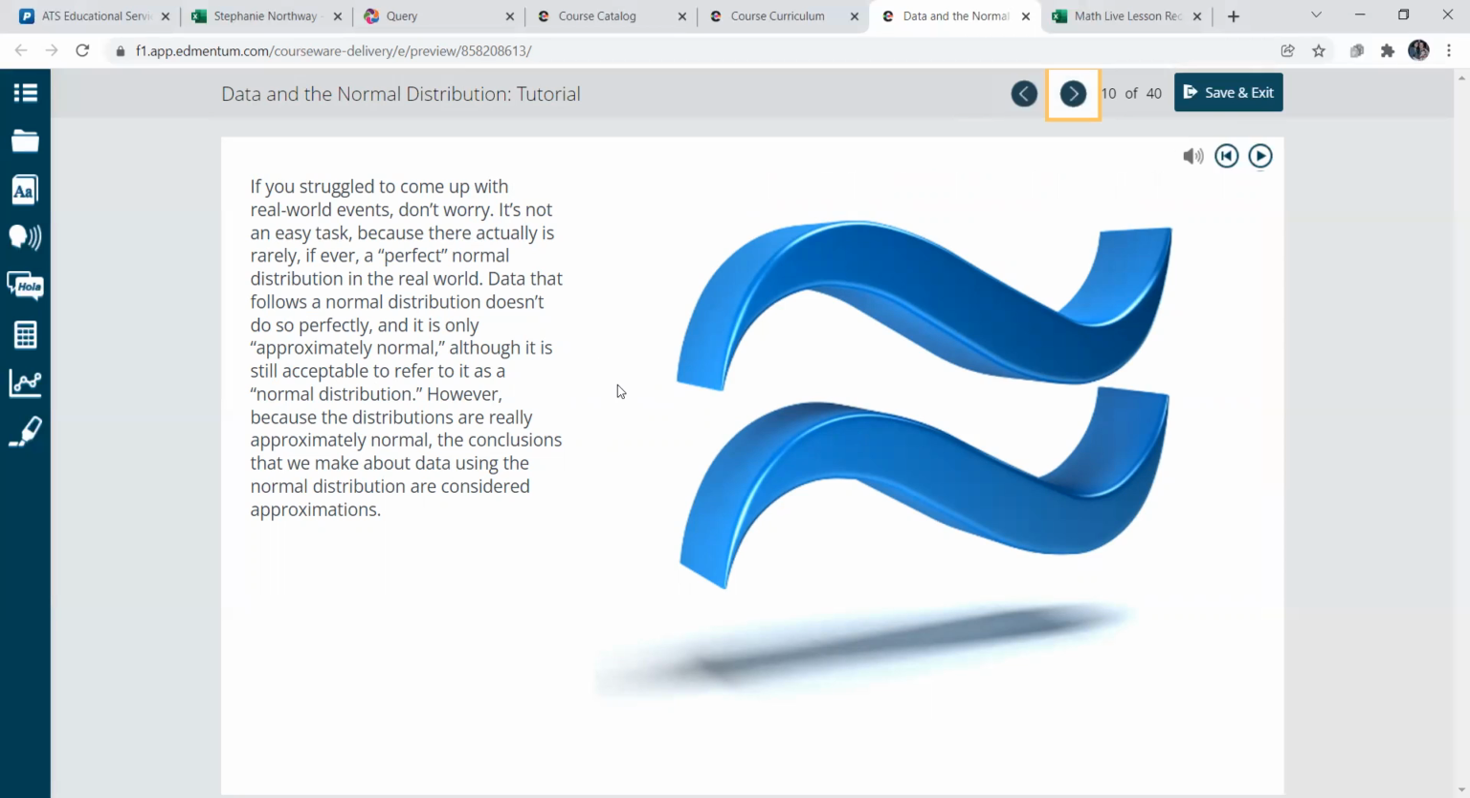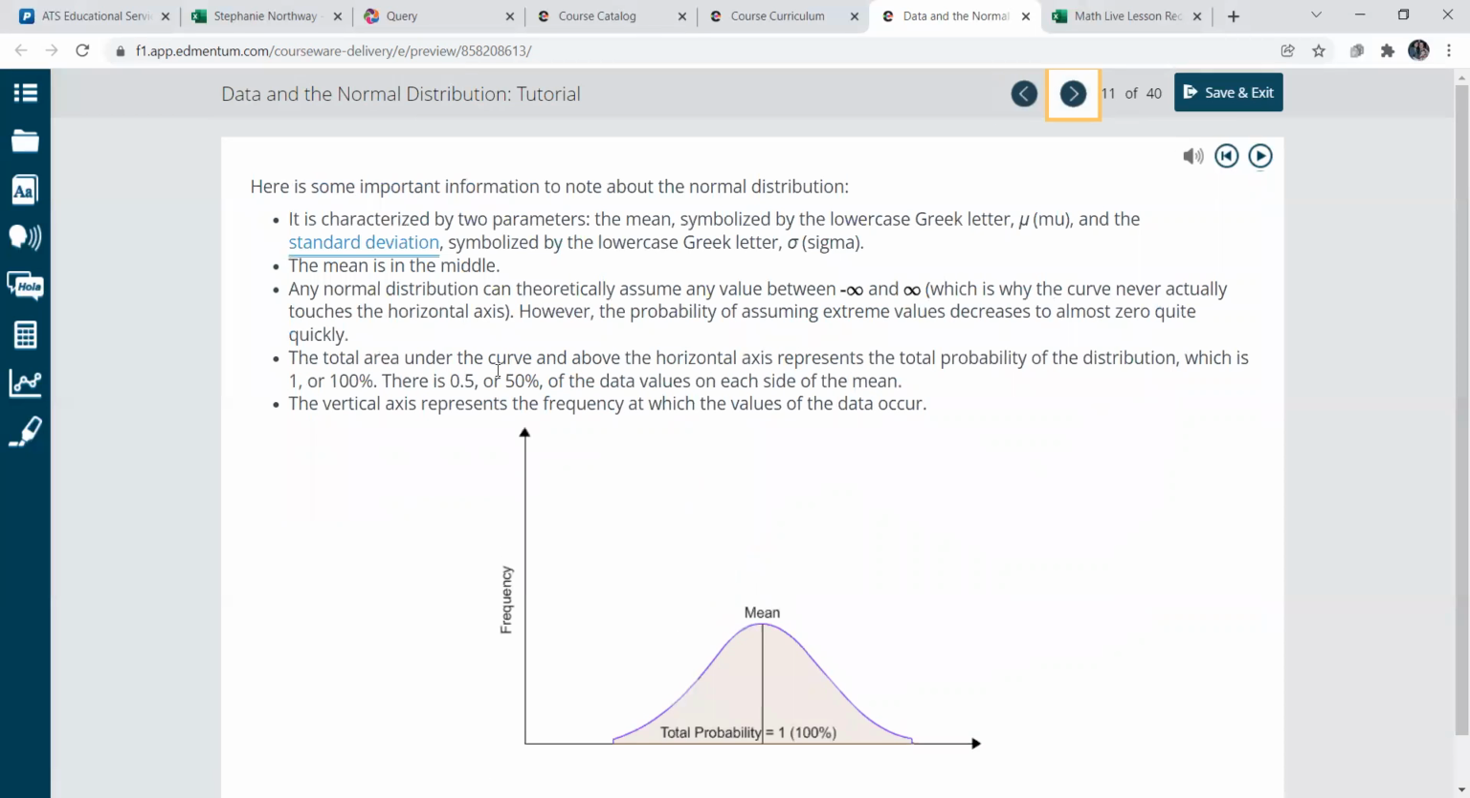If you struggle coming up with real world events, think of some of your own. I've given you a few examples already. Now think if you can come up with something else as well. But then again, there's nothing perfect and there's no perfect distribution in the world either.